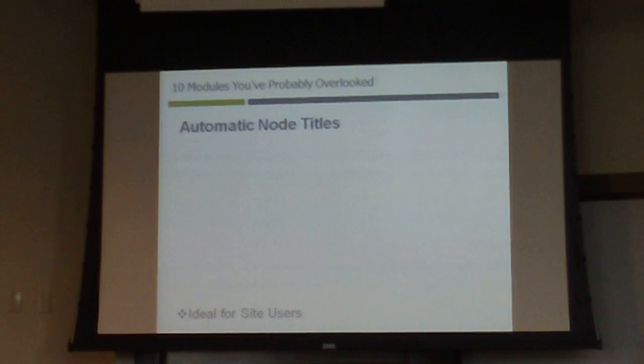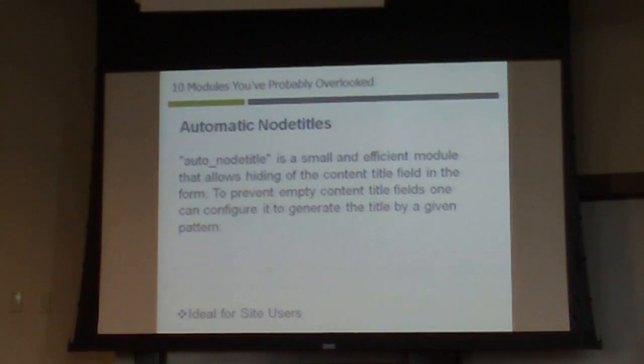Automatic node titles. It works with CCK fields, and even tokens, any token throughout the website actually. You can take those tokens and plug them back in as part of the actual title that's generated for that piece of content.